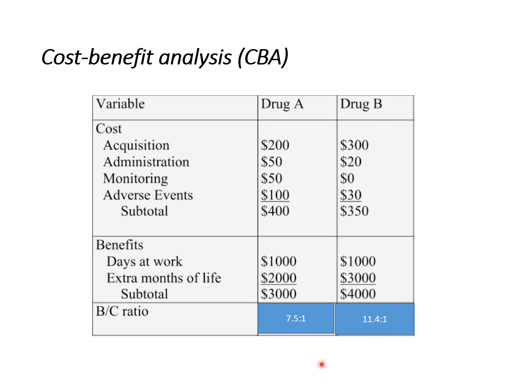Also, we can say that drug B is more cost beneficial than drug A because drug B has higher benefit to cost ratio. For drug B, the benefit is 11.4 for each $1 spent, which is higher than the ratio in here. For drug A, $7.5 for each $1 spent.